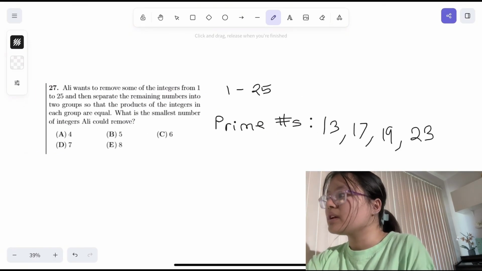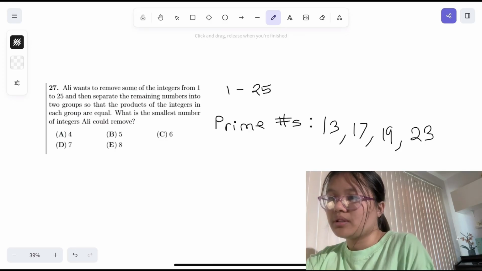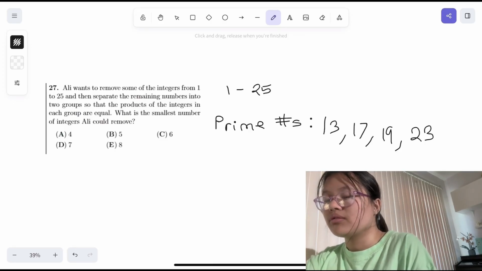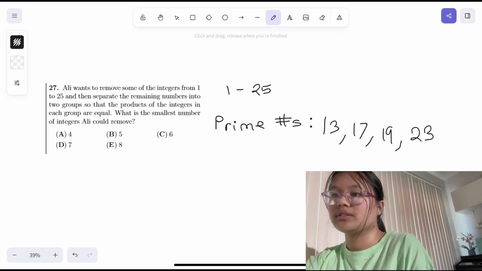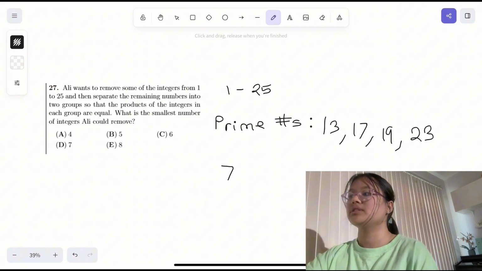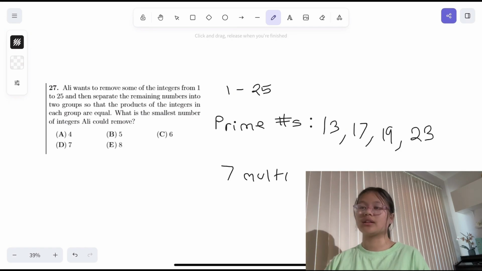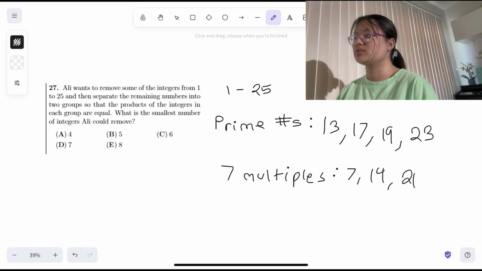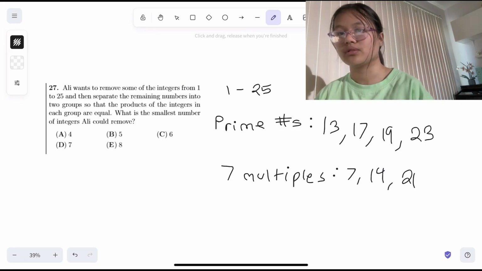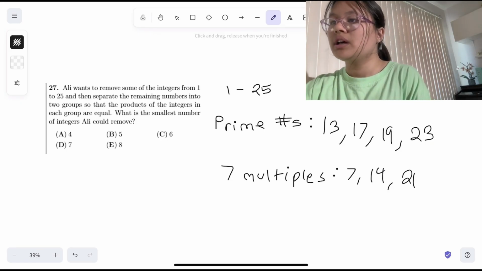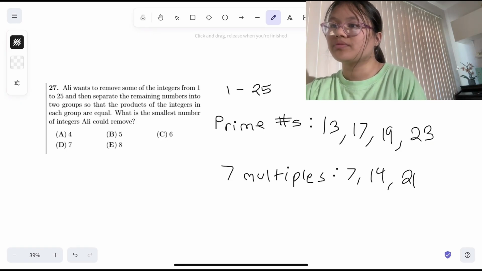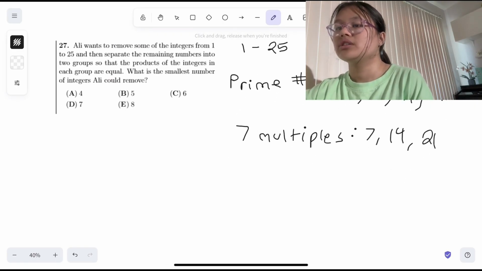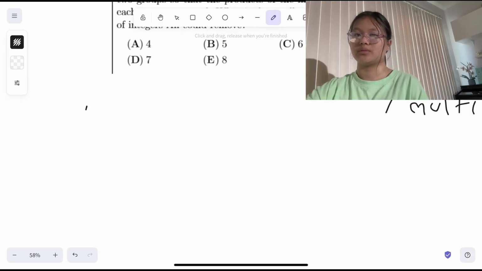So there. And now, what we know is that 7 has 3 multiples among the numbers from 1 through 25. So we can make a list of 7 multiples, which is 7, 14, and 21. Again, nothing over 25. So then at least one of them has to be removed, which only works with the deletion of 7. So we do not include 7. So that means what we do is we are able to split the remaining numbers into 2 groups that have an equal product.